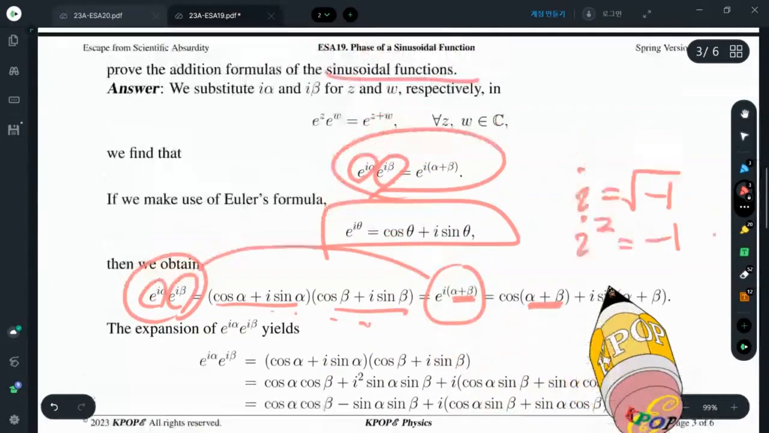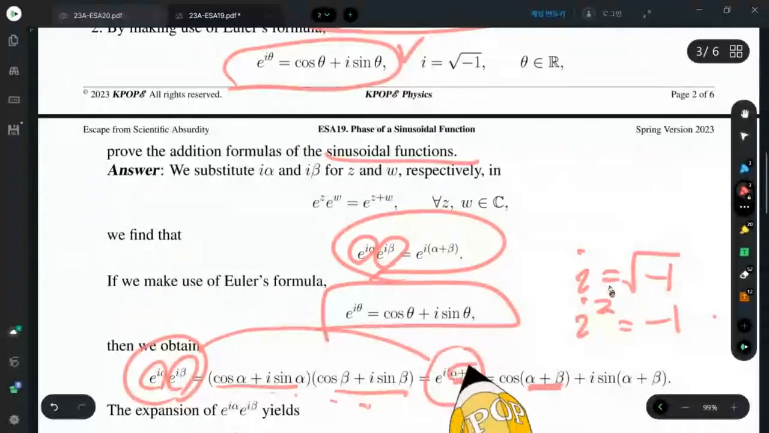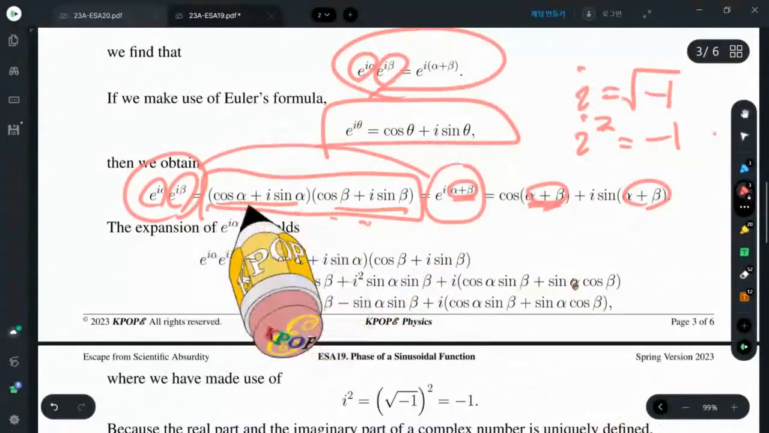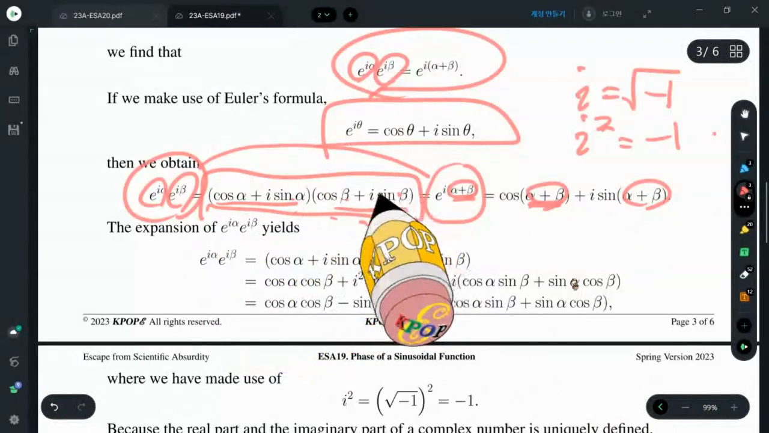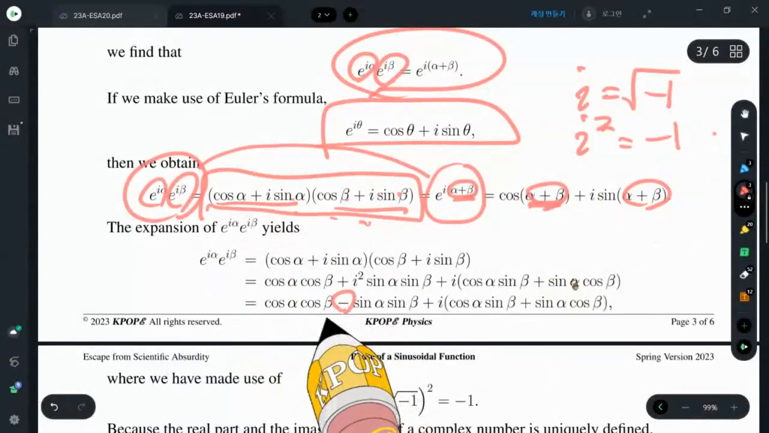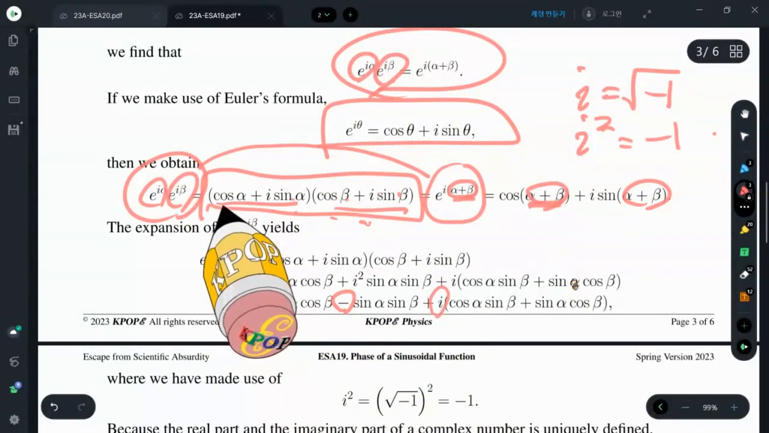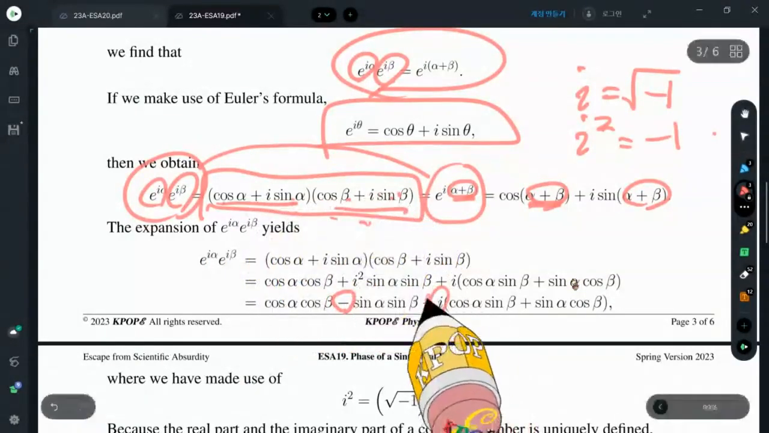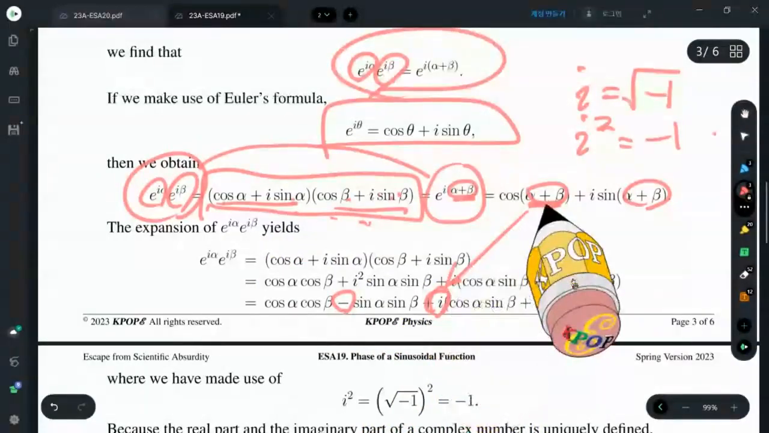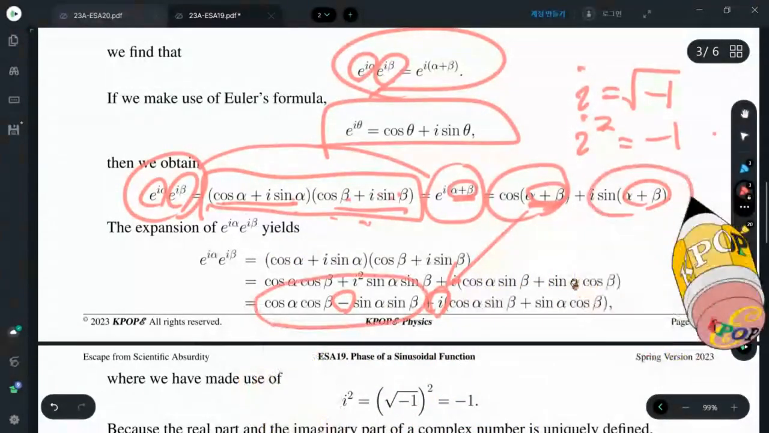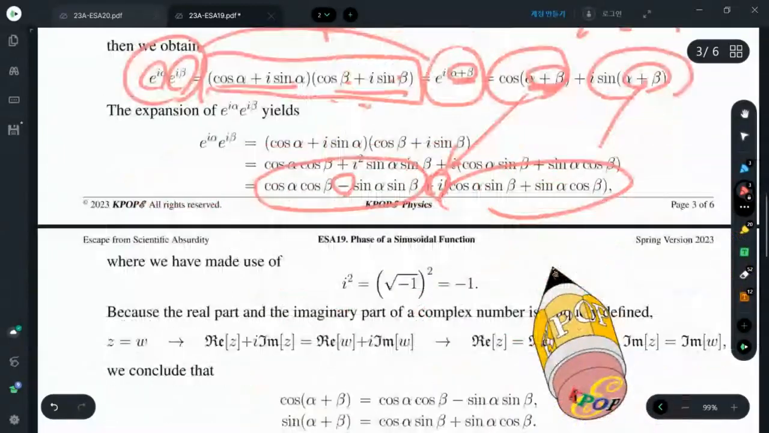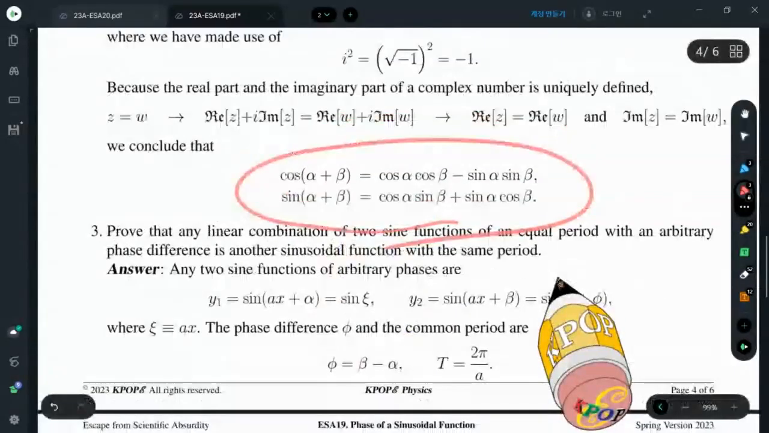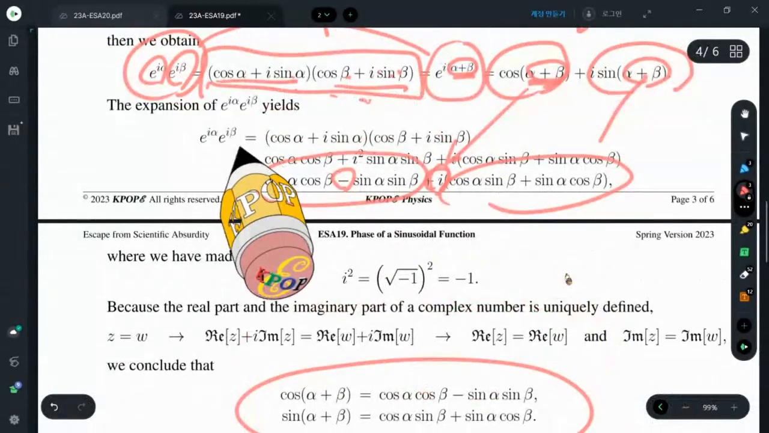Use the definition. We have checked this. So substitute this alpha plus beta in here. And then we make a tedious expansion of this product, cosine, cosine, sine, sine, but i squared is minus one, so we have a negative sign on it. What is the imaginary part? The cosine sine and sine cosine. In these two terms, we have a single i. As a result, I can compare these two. The real part must be the same as this, and the imaginary part must be the same as this. Therefore, we conclude that the addition formulas of cosine and sine are automatically generated from the power law of exponents.